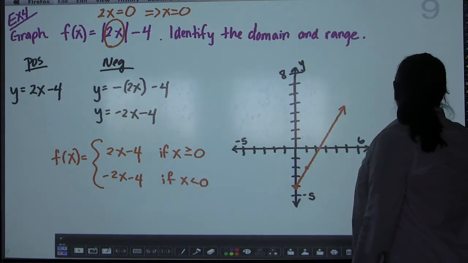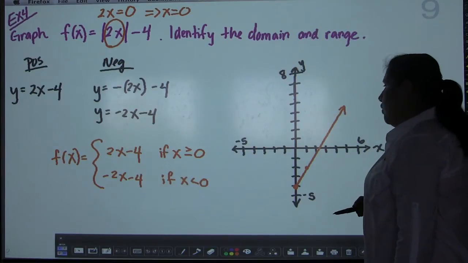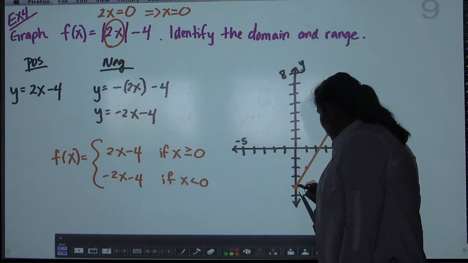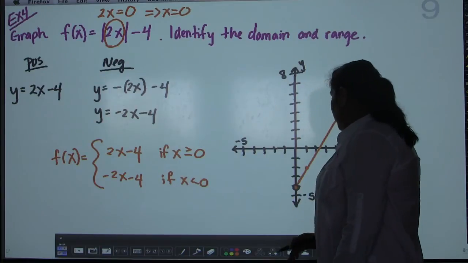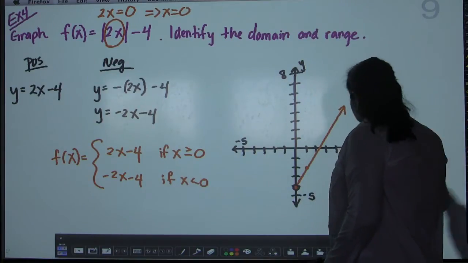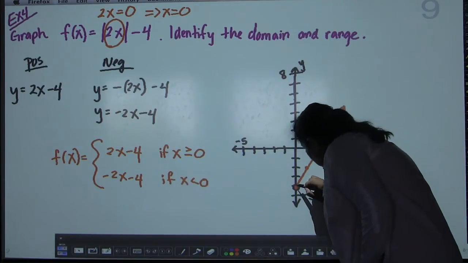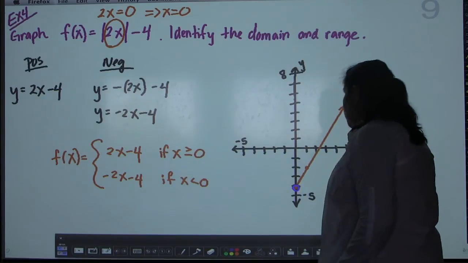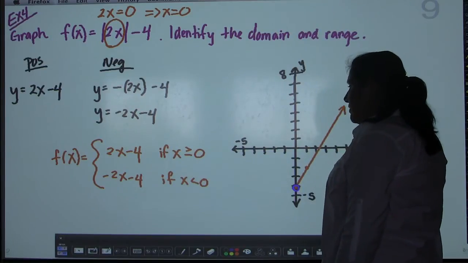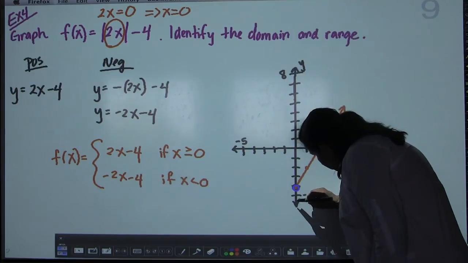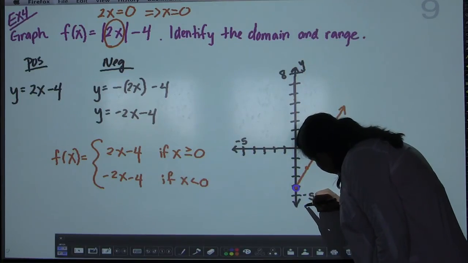And then for the other piece, negative 4 is still going to be my y-intercept. Put an open dot there. And then, let's not pick black since we're already using black for the scale. But there's my open dot. And then now my slope is down 2 over 1. So it's going to go down 2 over 1 like this.